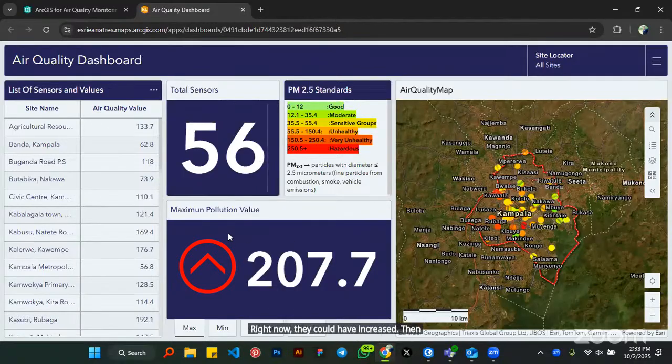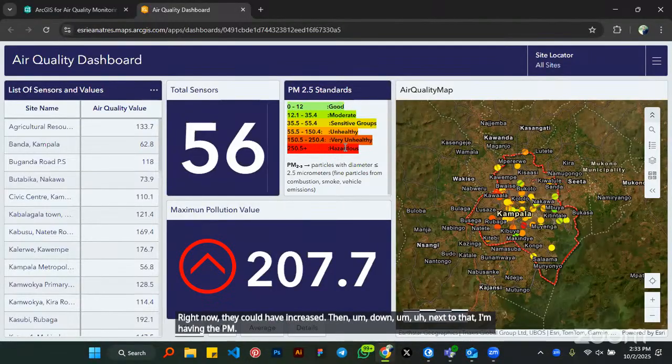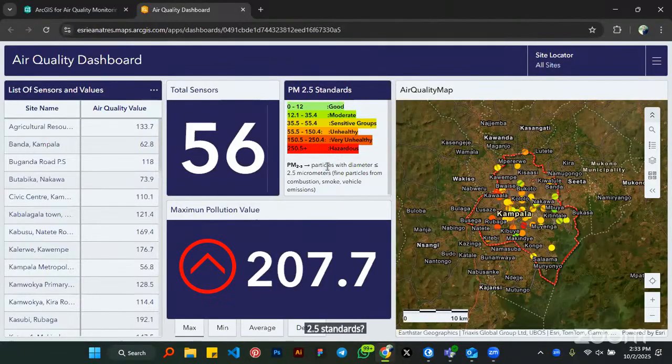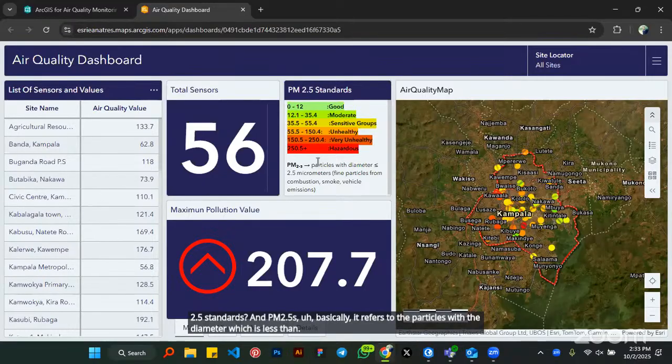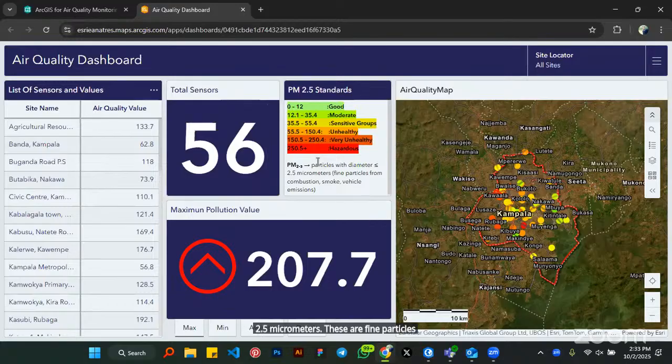Next to that, I have the PM 2.5 standards. PM 2.5 basically refers to particles with a diameter of less than 2.5 micrometers. These are fine particles that can be easily inhaled by us, and they come from smoke, vehicle emissions, and industries.